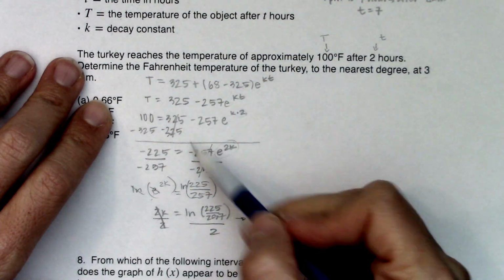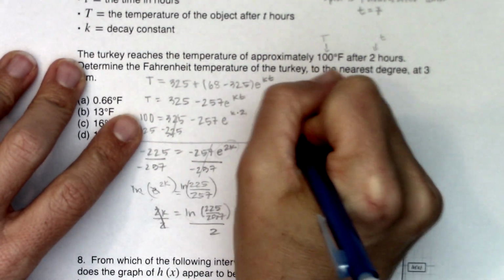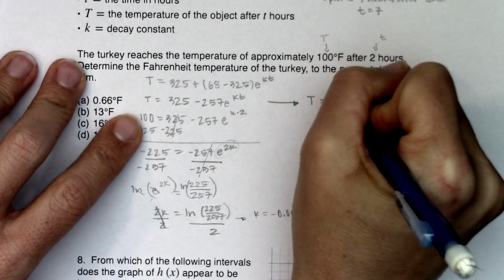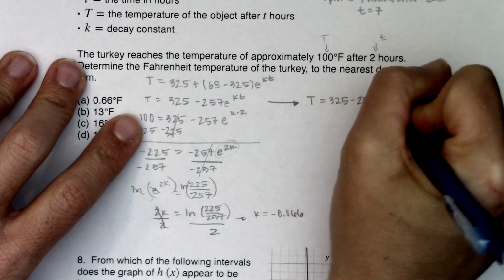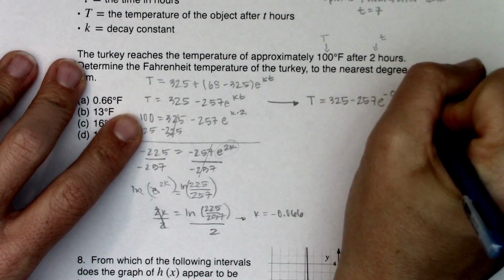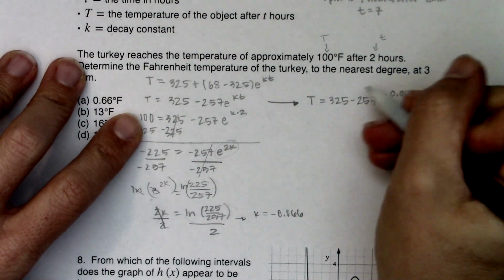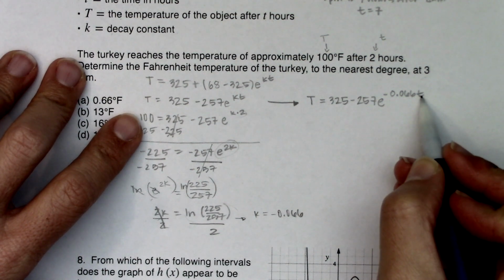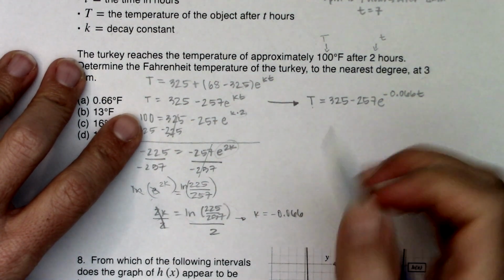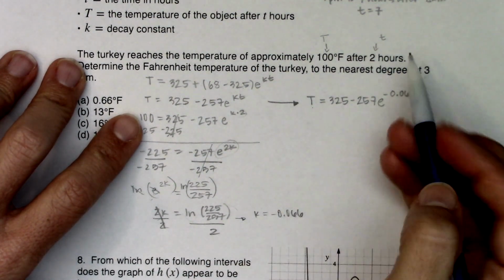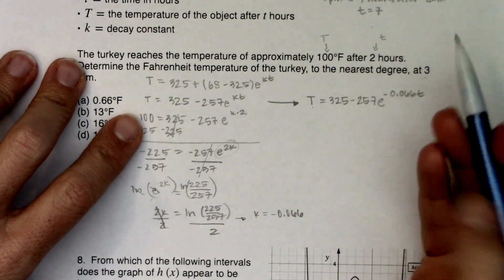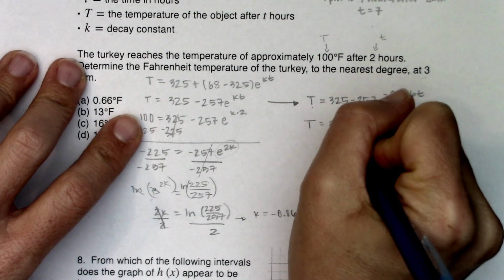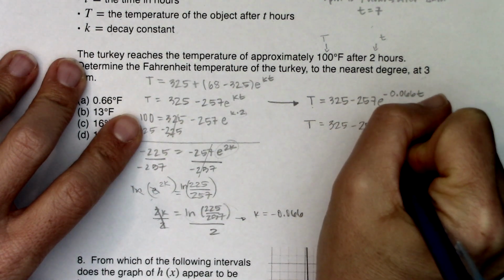Okay, so now let me go ahead and substitute that into my exponential model. So I know temperature is 325 minus 257 e to the negative 0.066 t. And so now that I have my exponential model, if you give me a time value, the number of hours that this turkey has been out, I can tell you its T value, its temperature. And keep in mind, we're looking for 7 hours after 8 a.m. So what I'm going to do is plug in 7 right here for little t.